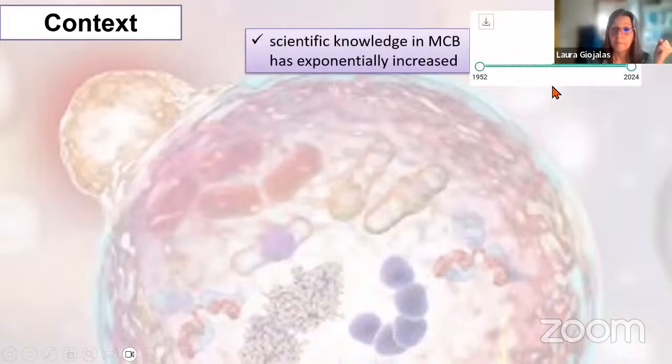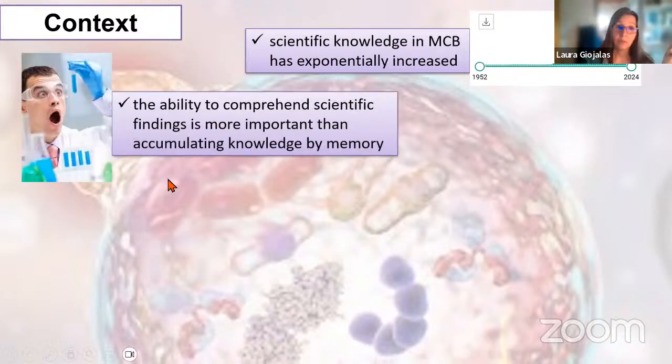But we were aware that scientific knowledge in science in general, but in particular in molecular cell biology, has exponentially increased along the years. The last 15 years have had a very exponential increase. For instance, during 2023, almost the whole year, around 40,000 papers have been published in molecular cell biology. So it's very difficult to learn this amount of knowledge. So the ability to comprehend scientific findings is more important than knowledge accumulated by memory. It means that it's much better that the student has the ability to comprehend new scientific findings.